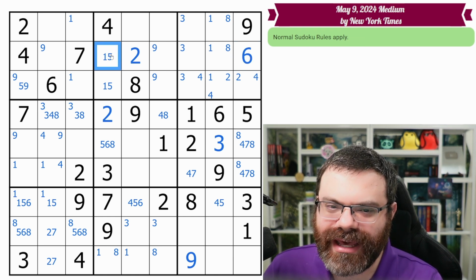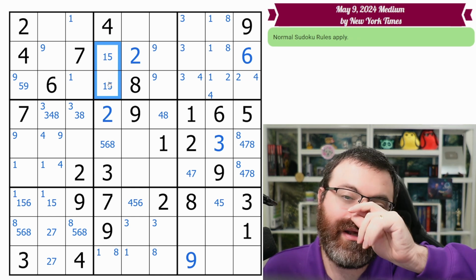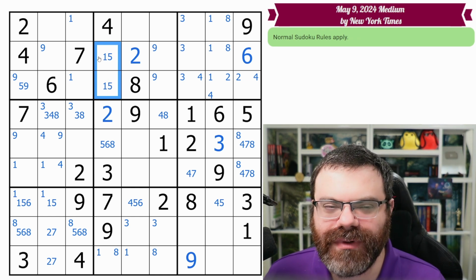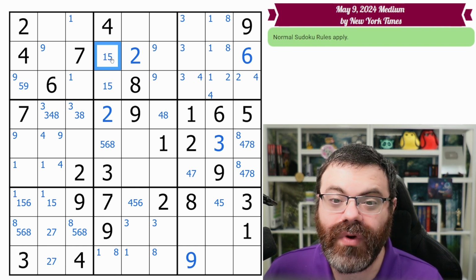Now, as soon as we do that, we want to notice that that causes a 1-5 pair. This is called a naked pair because we have penciled all the candidates for this cell and found they were only 1 and 5.